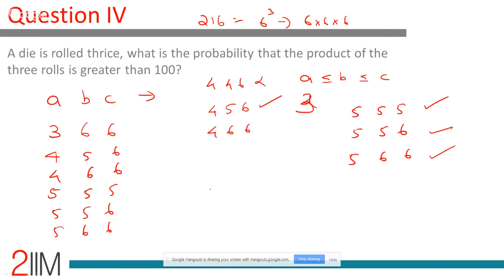All of them are possible. Beyond this, we could have a scenario where the smallest is 6, which gets 6, 6, 6. That is obviously possible.